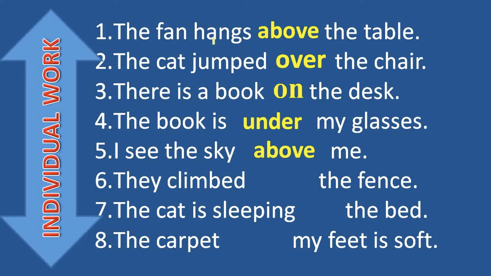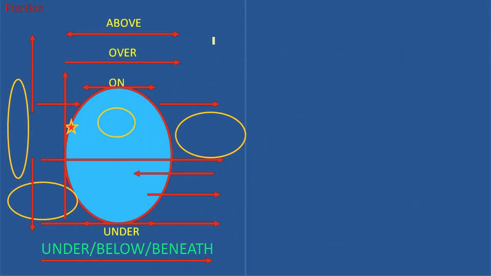They climbed dash the fence, over. The cat sleeping on the bed. The carpet dash, of course, under. The carpet under my feet is soft. Okay. In your home, you should practice sentences like this. Okay, next, sometimes we get confused about under, below and beneath.